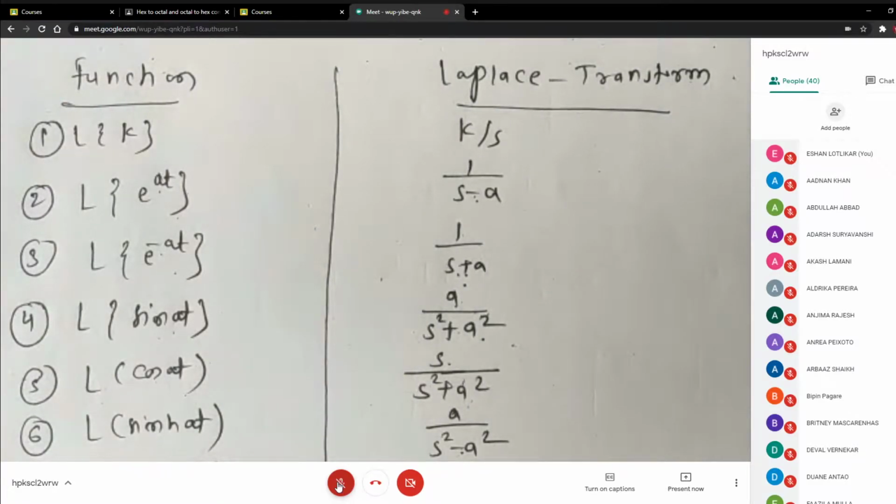Now the first formula is Laplace of k. Laplace of a constant k is equal to, on the other side, k by s. Then L of e raised to at. L of e raised to at is 1 upon s minus a.